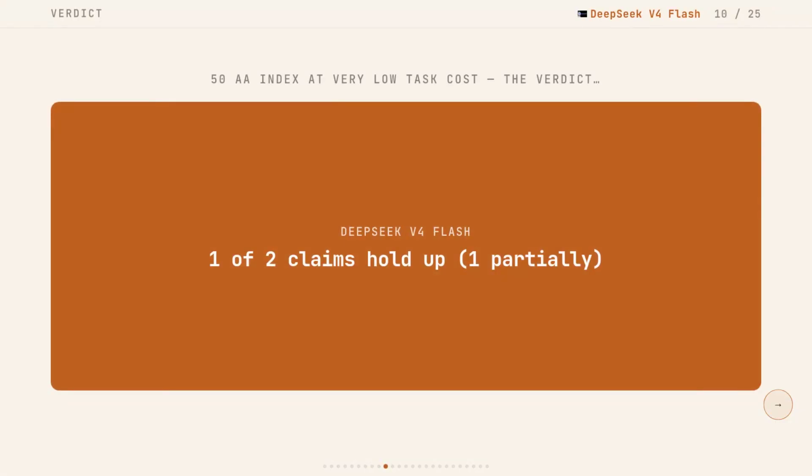Claim 2 delivers. The 50-point AA index score is independently measured, and the cost per task advantage is real, which makes this the strongest verified data point in the whole report. That puts us at 1 claim fully verified, 1 partially true, 3 still to go.